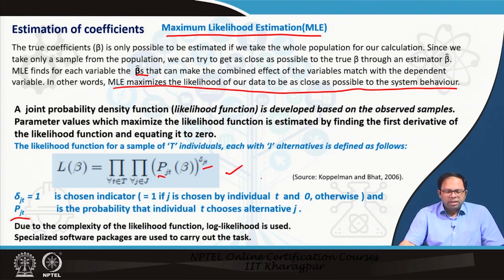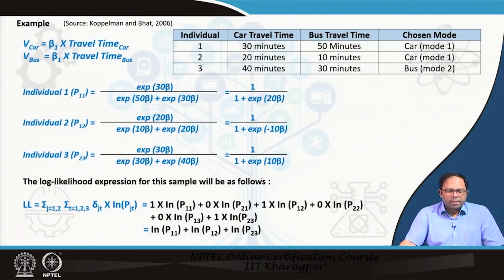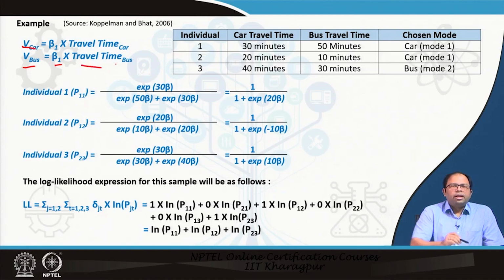I will explain this with an example. In this example you can see we have only one parameter, because otherwise it becomes complex and you cannot solve it like this. The deterministic portion of the utility for car, V car, could be measured using beta 1 times travel time car, and V bus could be beta 1 times travel time bus.